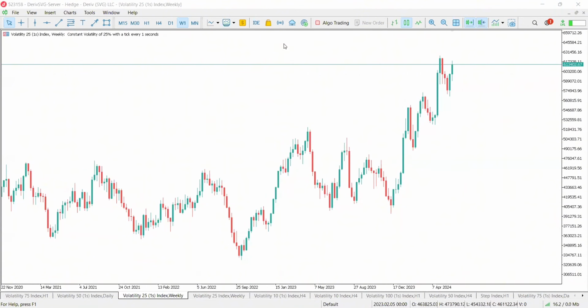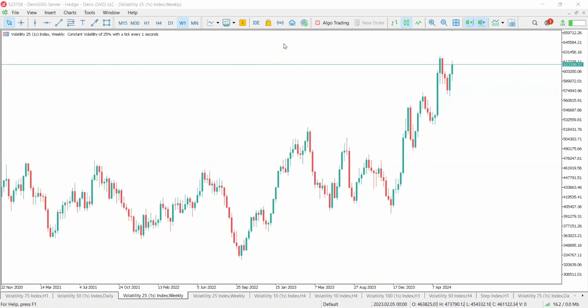Because you cannot say that Volatility 75 or Volatility 25 (1s) affects an economy or a certain commodity, or that it depends on its movement. Not like the other real world markets, like the commodities, the forex, and the rest. Those are used in actual real world transactions and the rest. So that's how we define synthetics.